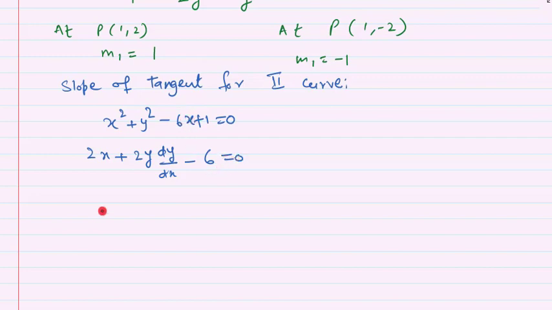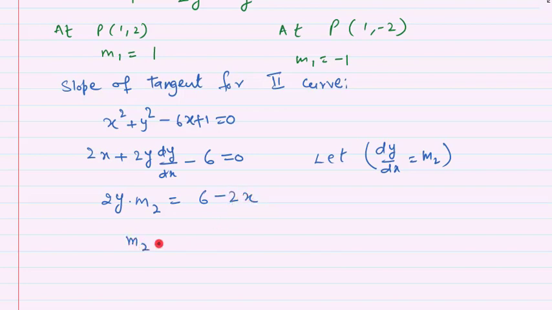Is equal to 0. Let us consider this dy upon dx as m2, that is the slope of the second curve. So from here we are getting 2y into m2 is equal to 6 minus 2x. So it gives us m2 is equal to (3 minus x) upon y.